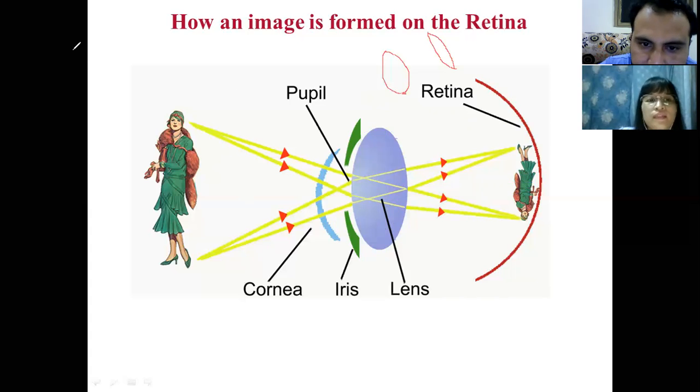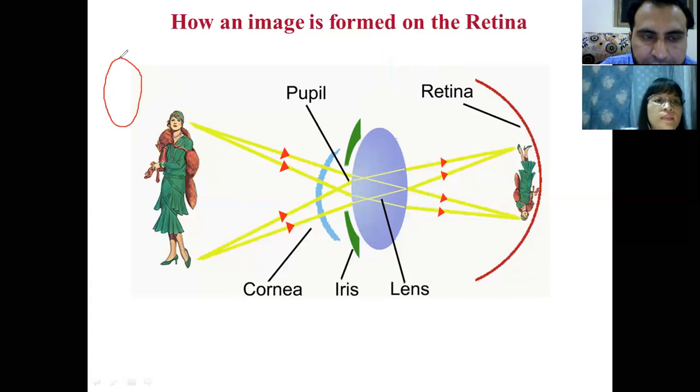Okay, so you know the properties of the convex lens. When the lens is thicker, it has a greater curvature, and the light rays become more bendy. Okay, so I will need to draw this properly. So this is our eye lens, and this is the middle part. The center point is called the optical center, and this ray is the principal focus line.